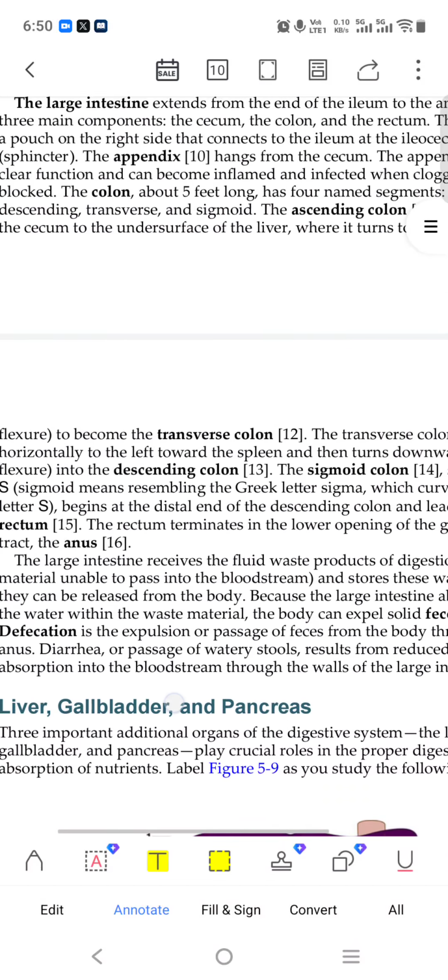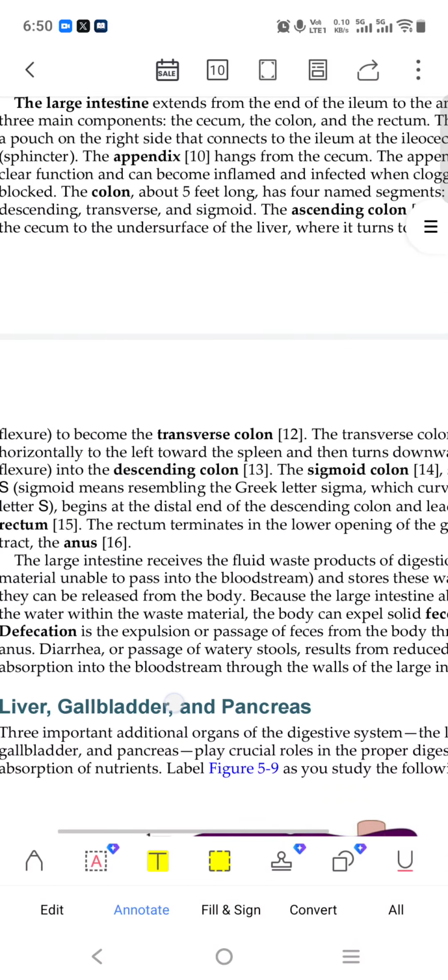The large intestine extends from the end of the ileum to the anus, and the appendix is the last portion of our large intestine. The appendix has no clear function and can become inflamed and infected when clogged or blocked. The colon is about 5 feet long. The colon has four segments: ascending colon, descending colon, transverse colon, and sigmoid colon.